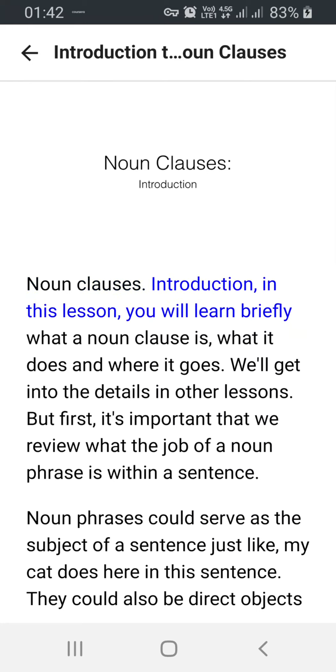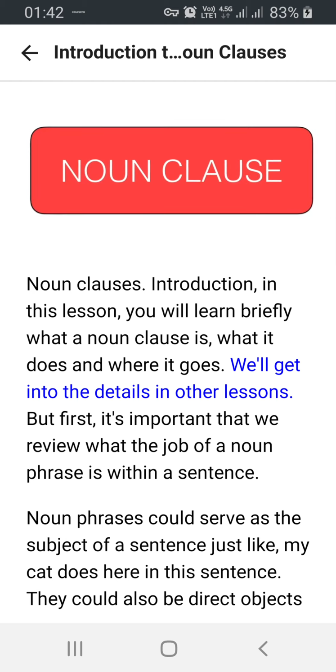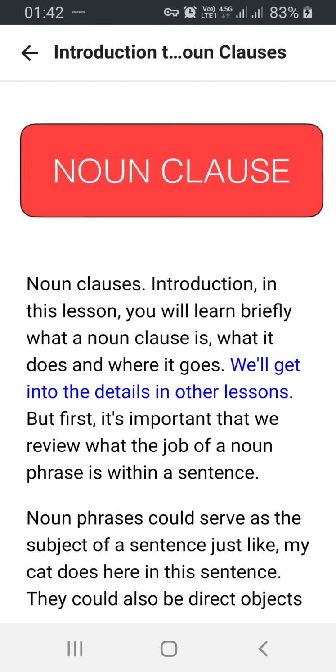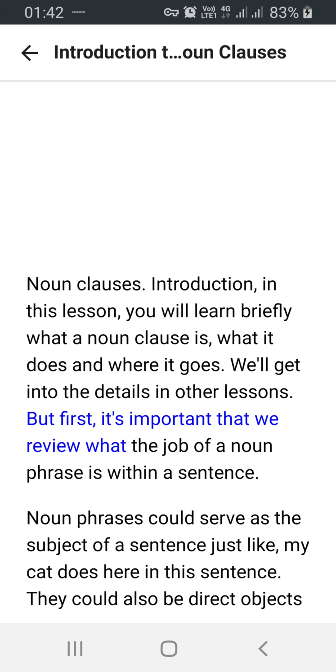In this lesson, you will learn briefly what a noun clause is, what it does, and where it goes. We'll get into the details in other lessons. But first, it's important that we review what the job of a noun phrase is within a sentence.